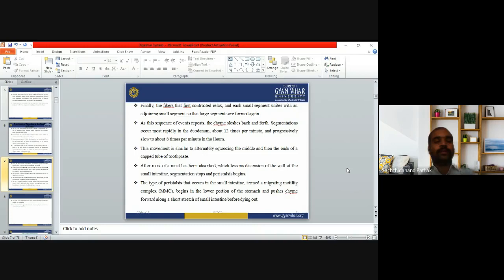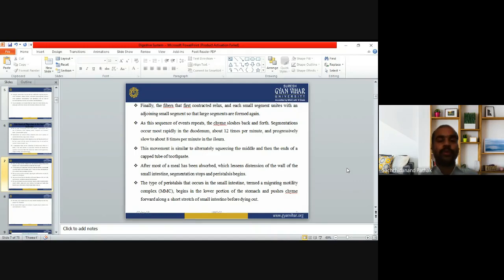This movement is similar to alternately squeezing the middle and then the ends of a capped tube of toothpaste. Now you can understand, when you put pressure on the toothpaste in the middle, the toothpaste will come out, and when you release the pressure, it goes back. So this backward and forward movement helps in the mixing again.